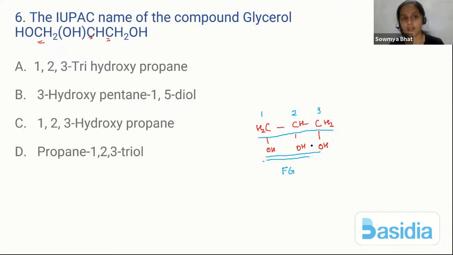There are 3 OH groups, so there should be 1, 2, 3. You see where there is 1, 2, 3. Option A, option C, option D has 1, 2, 3. And after that, the functional group is named as a suffix which comes at the end. OH is alcohol. For that, you are going to give the suffix -ol. So alcohol is -ol. Now you see the options. That's triol. There are 3 OH groups. So the main chain is propane. At 1, 2, 3 position, there are alcohol groups. So the correct answer would be option D.